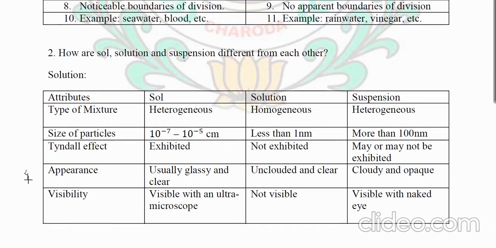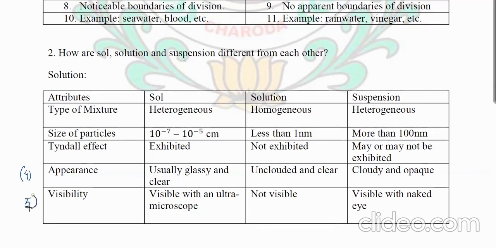Next is the appearance. The fourth point is the appearance. Usually the sol is glassy and clear, which means you cannot distinguish the particles by your naked eyes. In the case of solution, they are unclouded and clear. But in the case of suspension, they will be cloudy and opaque. It means that if you throw light on it, the light will not pass through them, and they will have a cloudy structure, which means you cannot see through it. Seeing through that particular suspension is very hard.